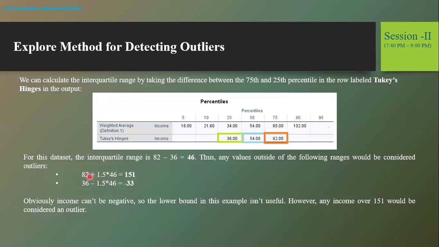So when you calculate this, it will equal 151 for the upper range. And in the same way, 46 multiplied by 1.5, whatever the value would be, you need to subtract it from the first quartile and you will find minus 33. Obviously, income cannot be negative, so the lower bound in this example is not useful. However, any income over 151 would be considered an outlier. So we need to consider that 151 is the range of this data. If we put any value greater than 151, it would be considered an outlier.